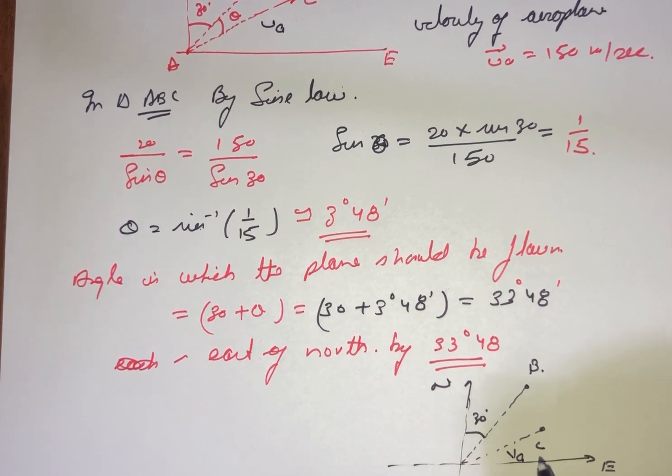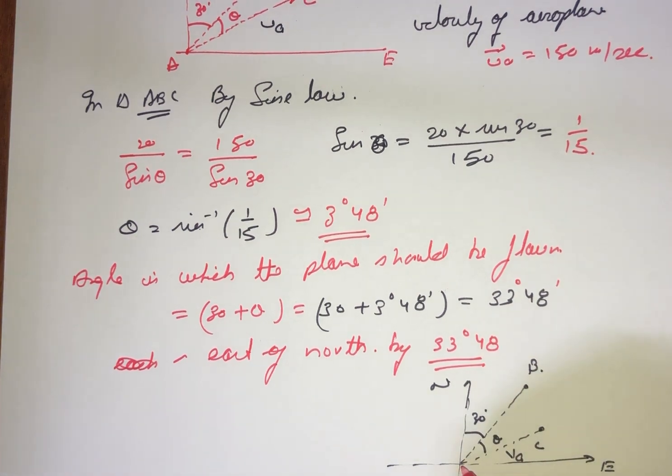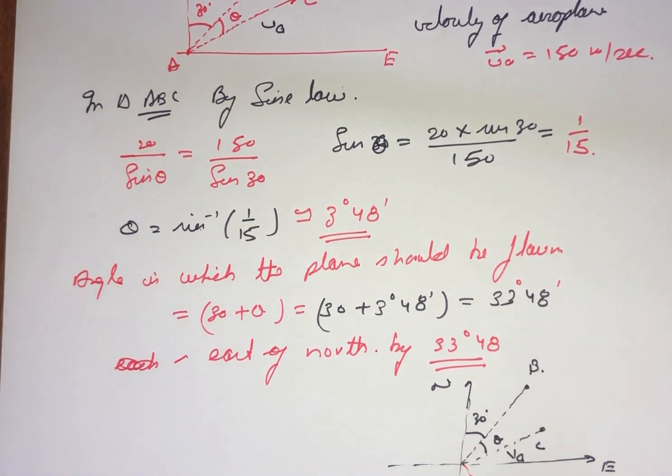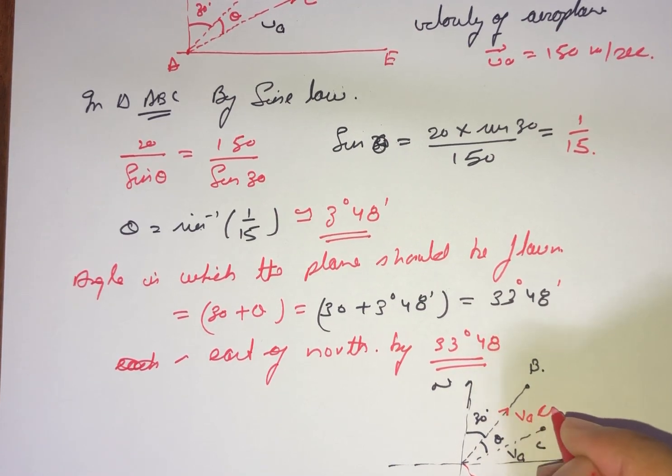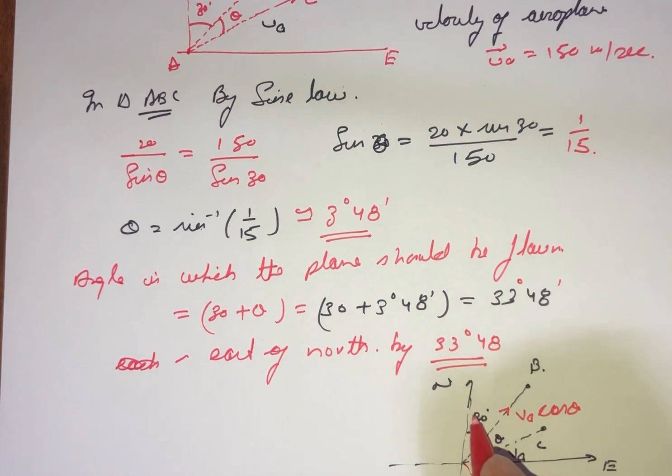We have this is VA, and angle is given as theta. Okay, so we can divide VA into two parts. First will be in this direction, that will be equal to VA sine of theta, and another one will be in this direction, that will be VA cos of theta.